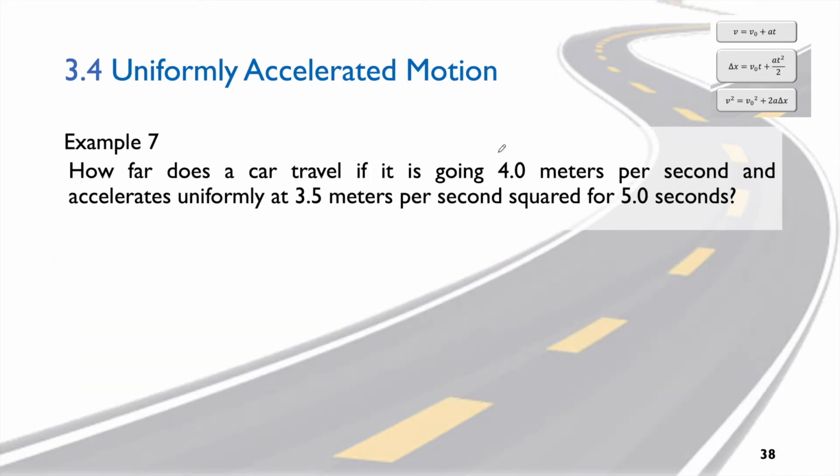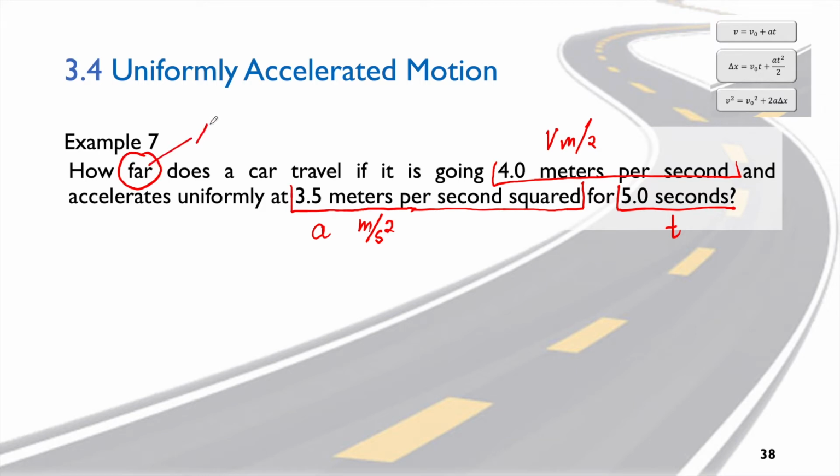The next one. Now, again, let's look for the given. 4 meters per second is obviously the velocity. The next one is 5 meters per second squared. That is obviously the acceleration. And next, this is the time. But let's look for the required. It's how far. So we are actually looking for the change in x.